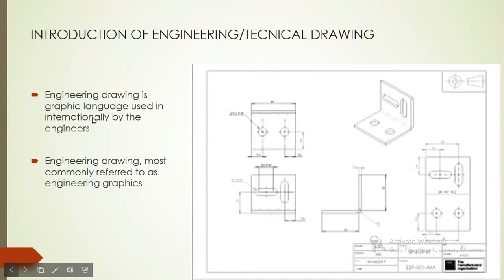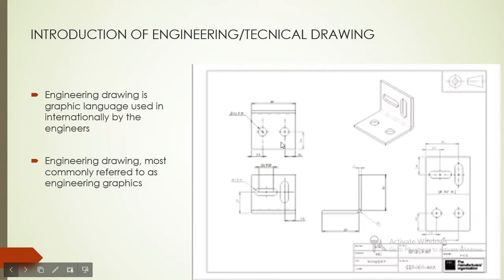Engineering drawing is a graphical language used internationally by engineers. Engineering drawing is most commonly referred to as engineering graphics. It is the graphical representation used by the engineer. Graphic representation may be called a graphic language. It shows a physical representation of the object and their relationships. The graphic representation conveys the ideas of the object clearly and accurately, in the simplest and shortest way, regarding the shape, size, finish, and color of the particular object.